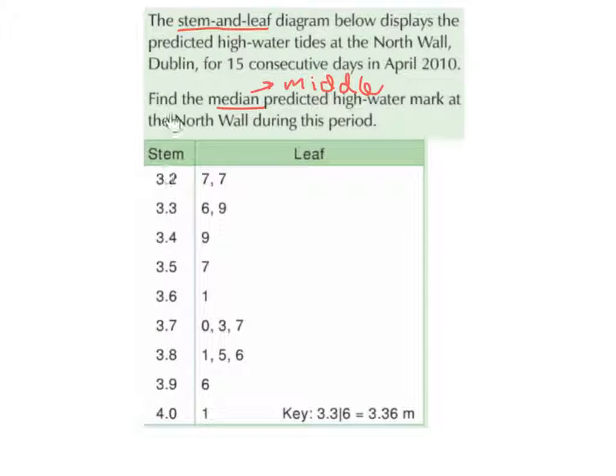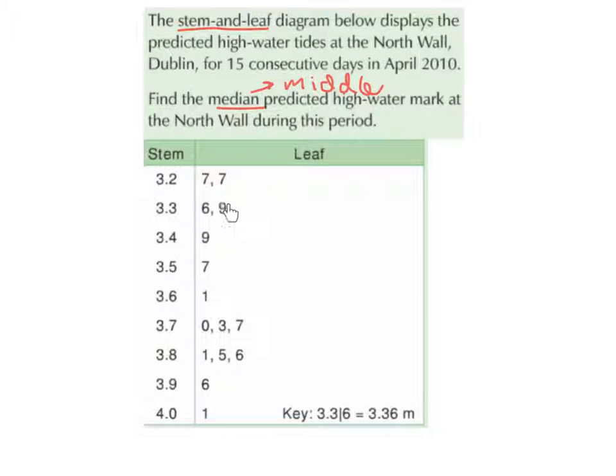So this is our stem, and this is our leaf. And this is our key down the bottom. Every stem and leaf diagram should have a key. So for example, 3.3 with a line and 6. That 6 there represents 3.66 meters.